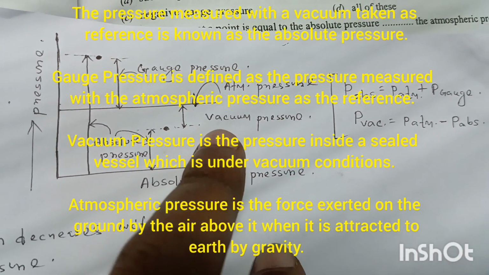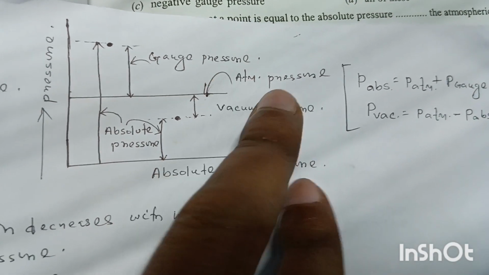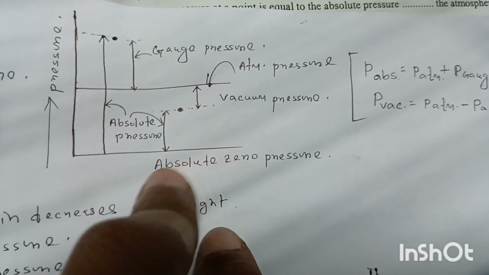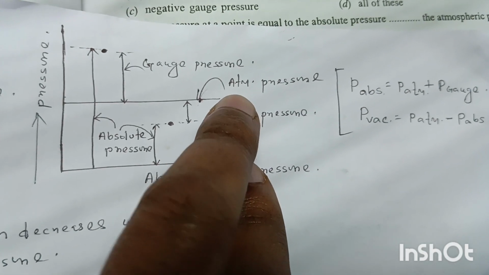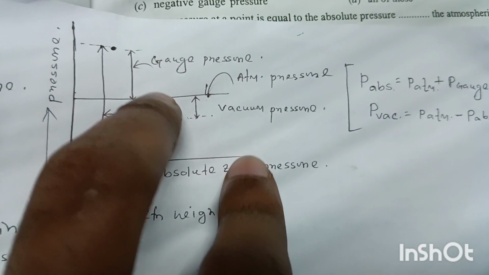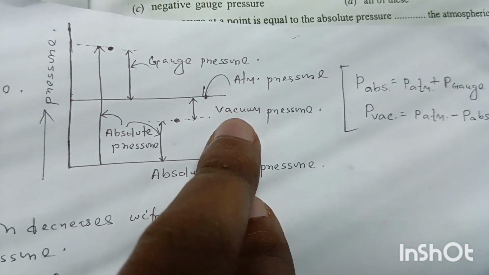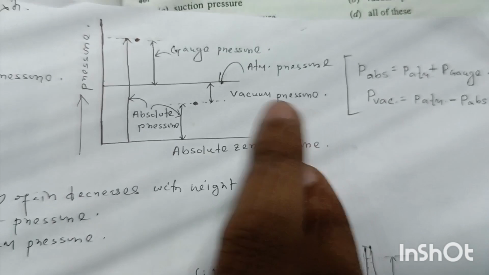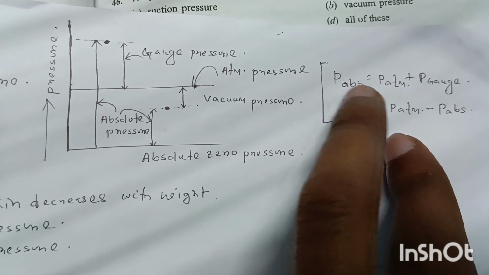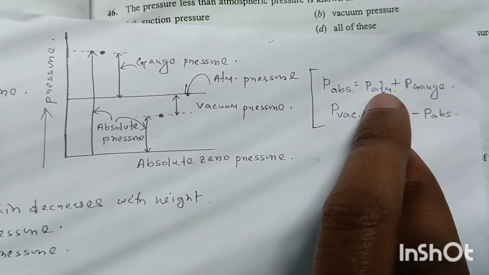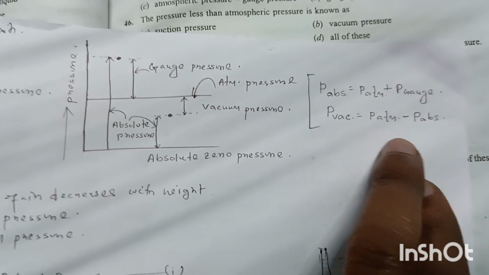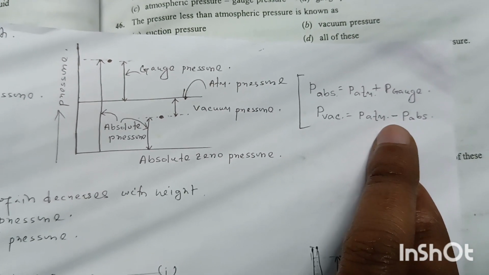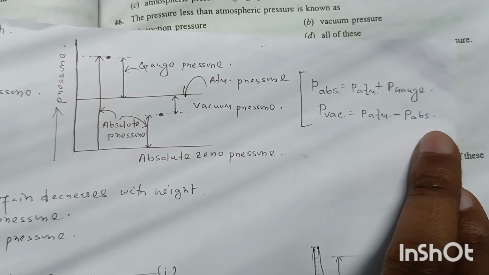Look at this. This is the atmospheric pressure. This is the absolute zero pressure. Then this is atmospheric pressure, and above this is the gauge pressure, and below this is the vacuum pressure. So from this picture we can write absolute pressure equal to atmospheric pressure plus gauge pressure P gauge, and vacuum pressure P vac equal to atmospheric pressure P atm minus absolute pressure.